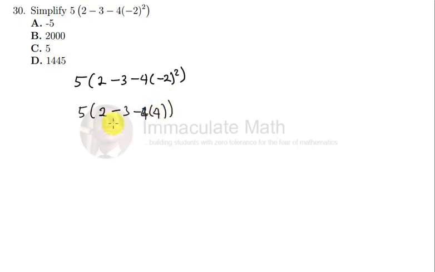4. Okay, so I will have this to be 5 open brackets 2 minus 3, then 4 times 4 will give me minus 16. Right, so that's that. So I'm going to have this to be 5 multiplied by 2 minus 3, which is minus 1. Then minus 1 times minus 16 will give me minus 17. Then multiplying it by 5 will give me minus 85.